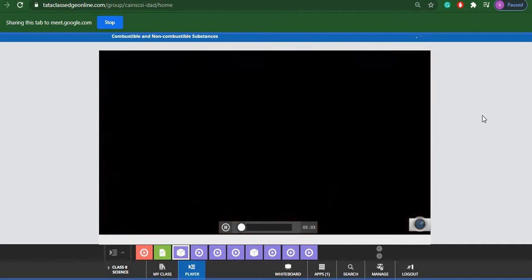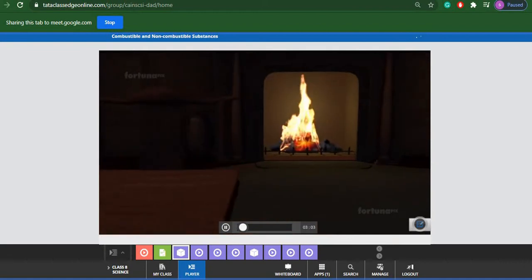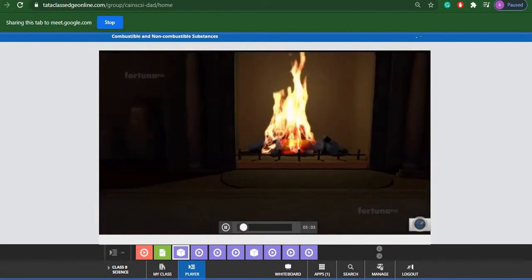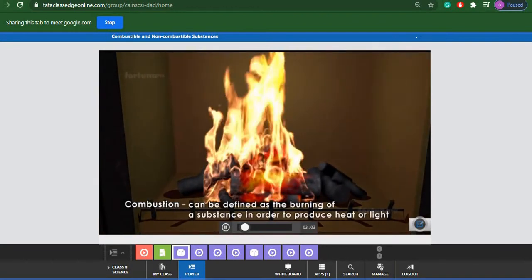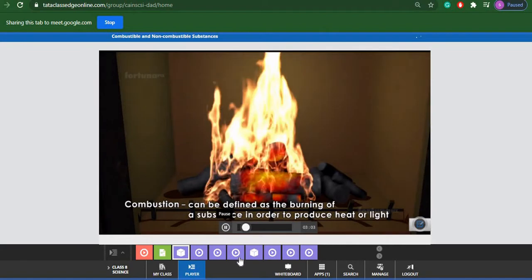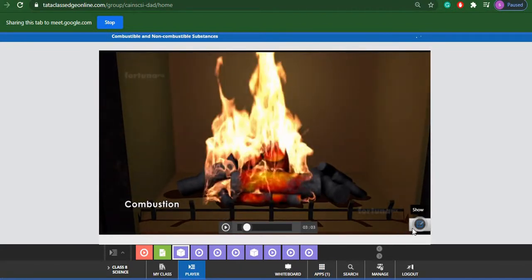Combustion. When we light a candle or burn wood, we see flames. These flames are formed as the result of a chemical reaction known as combustion. Combustion can be defined as the burning of a substance in order to produce heat or light. So basically, combustion is one type of chemical reaction, and a substance basically combusts in the presence of air.